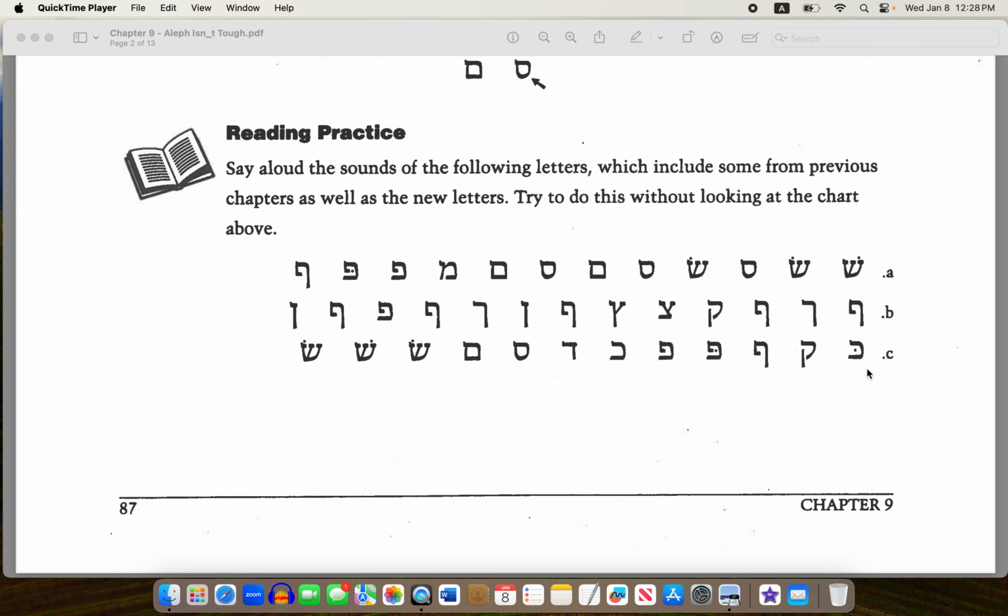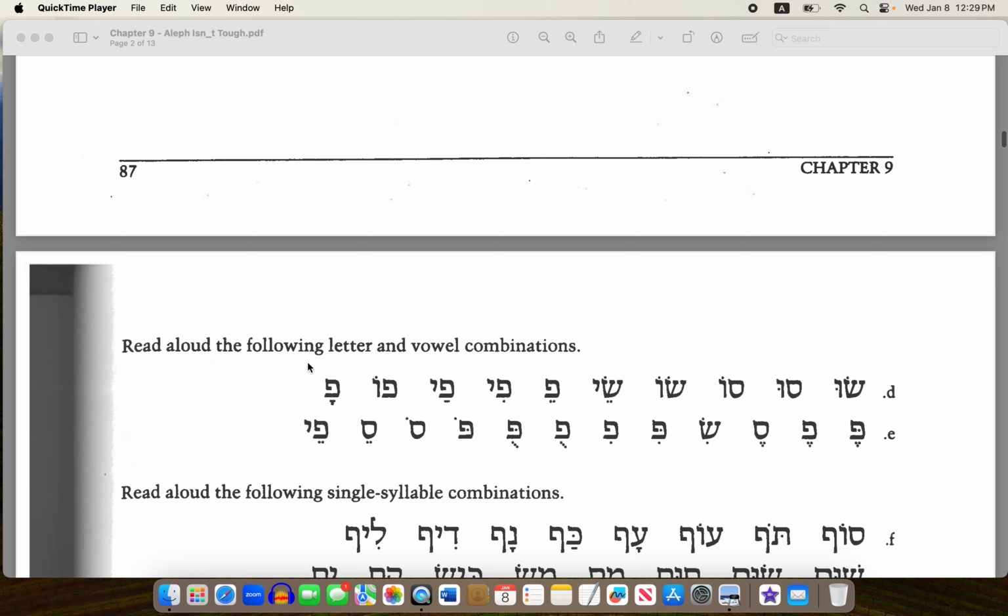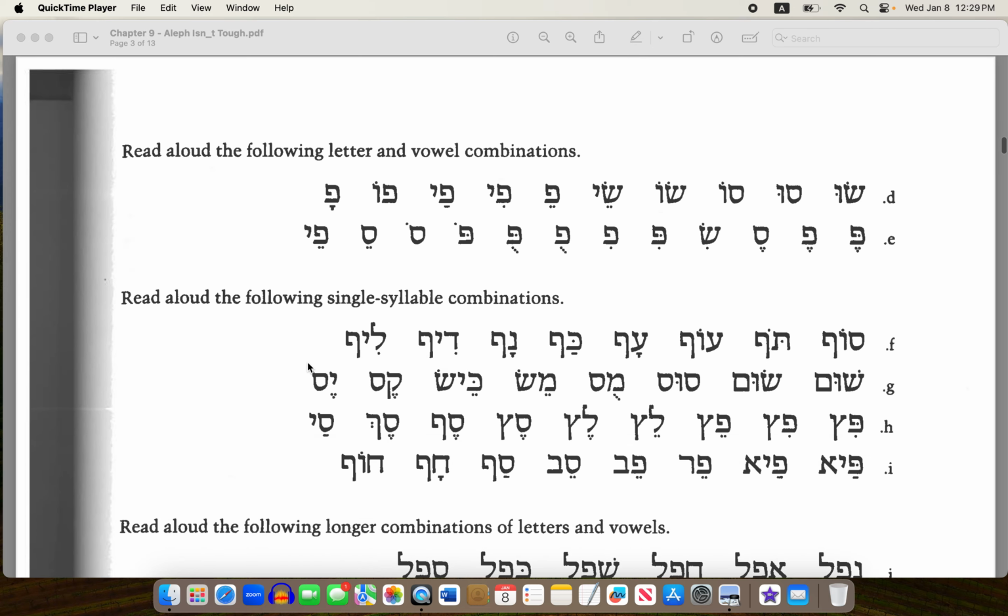Line C, Kaf, Kuf, final Fe, Fe, Chaf, Dalet, Samech, final Mem, Sin, Shin, Sin. Next page, adding in a vowel sound here or there.